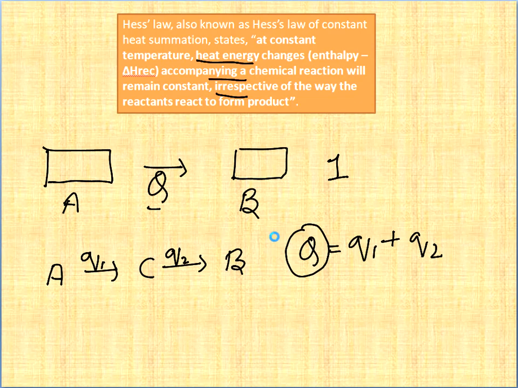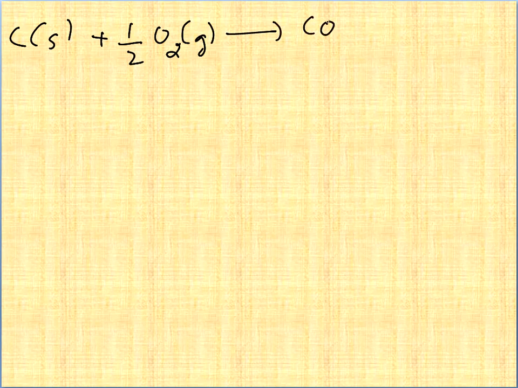Let me take one more example, the formation of CO2. Now for the formation of CO2, we first take carbon. Okay, carbon plus half O2 in gaseous state gives CO2 in gaseous state. Okay, this is one step.